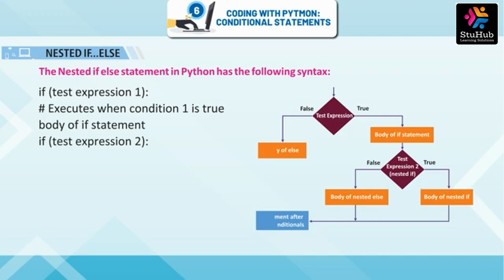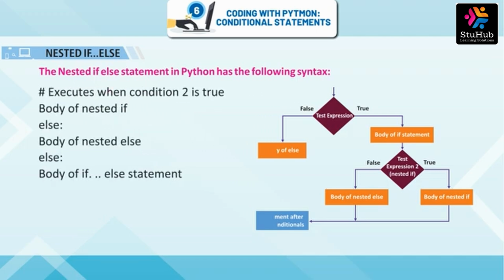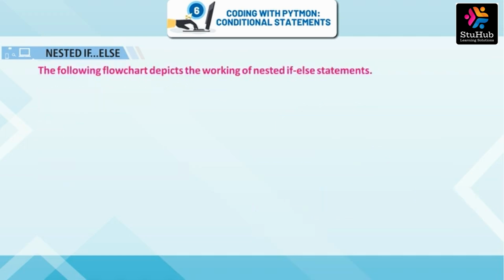If test expression 1: # executes when condition 1 is true. Body of if statement. If test expression 2: # executes when condition 2 is true. Body of nested if. Else: body of nested else. Else: body of if-else statement. The following flowchart depicts the working of nested if-else statements.